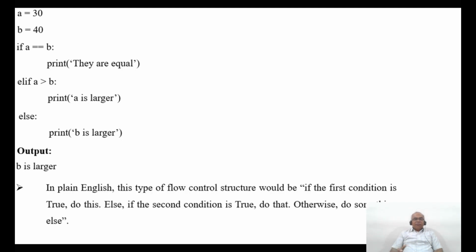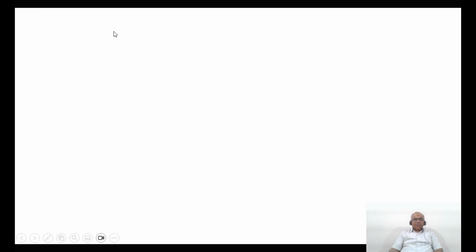So this is how, in plain English, this type of flow control structure would be: if the first condition is true, do this, else if the second condition is true, do that, otherwise do something else. That is the meaning of this particular condition.